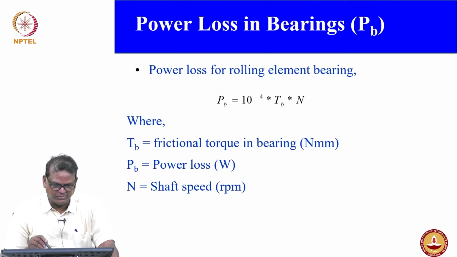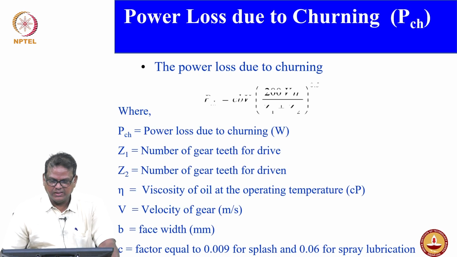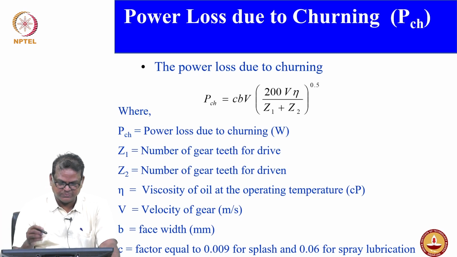We are still continuing with the power loss in bearings. PB equals TB times omega, another equation. TB is the frictional torque, N is the speed of the shaft, that is one more equation. And this is for the churning aspect. The churning aspect will have a lot of factors.